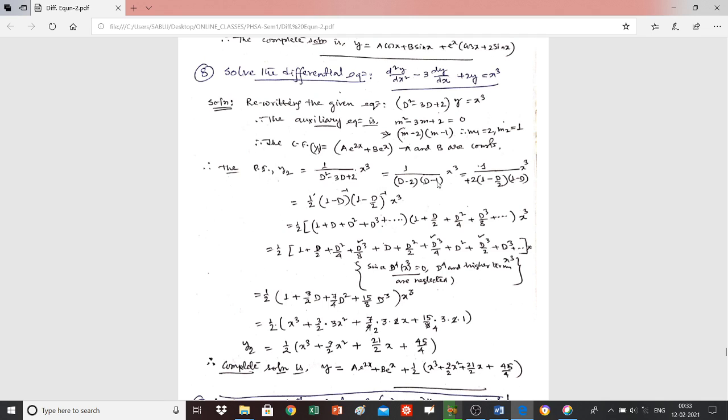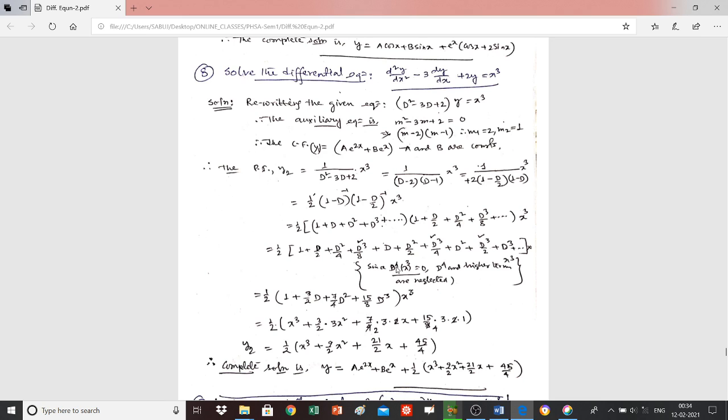That is equal to half, and this half is here. Then 1 minus d to the power minus 1. The first term is 1 minus d by 2 to the power minus 1, then x cubed. That is equal to half. You just expand this as it is and expand this like this, and then simplify. Finally you obtain 1 by 2 times 1 plus 3 by 2 d, plus 7 by 4 d squared plus 15 by 8 d cubed, and all other terms.